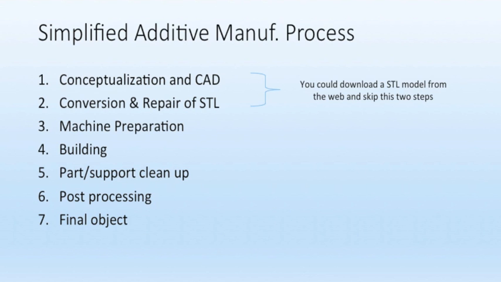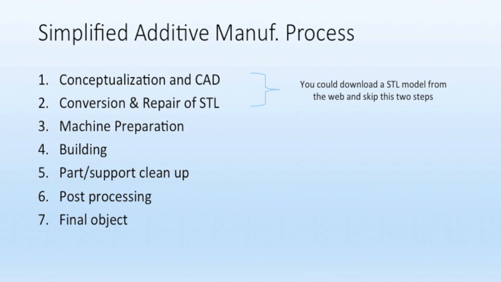Next. So now you can see the simplified additive manufacturing process cycle that I have shown on the slide. It comprises of 7 steps. So firstly is the conceptualization of your idea and actually modeling it out in 3D. Second step is the conversion of this 3D model into something that the 3D printer can read. Next is the preparation of the machine. Fourth is the building of the part.